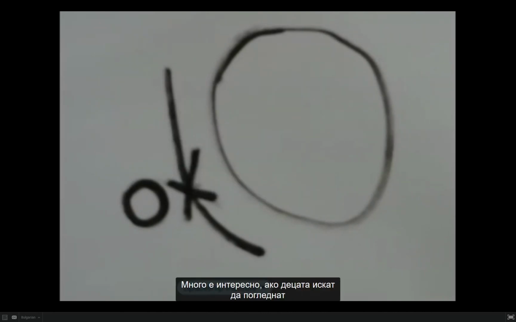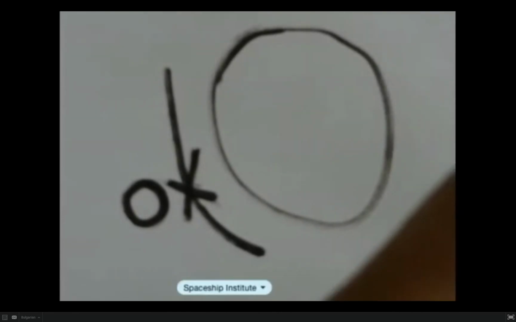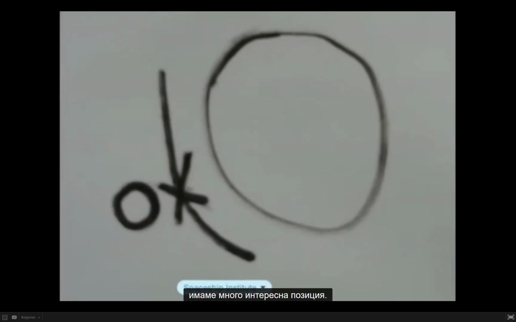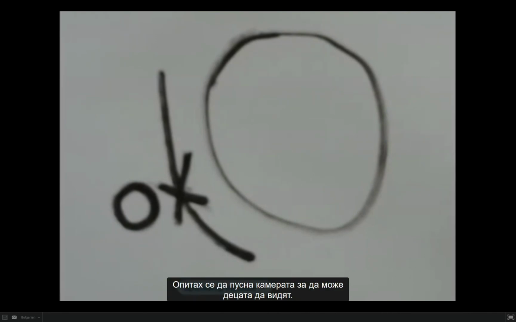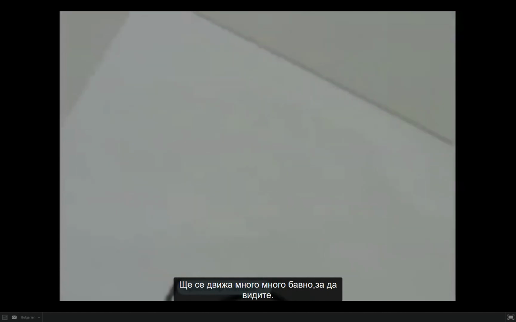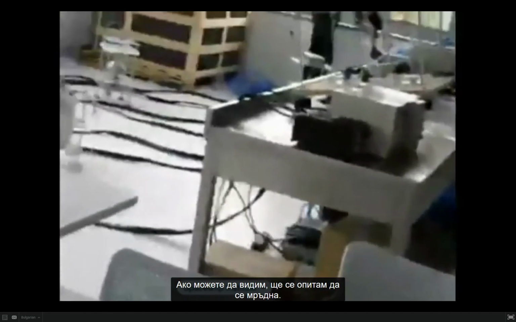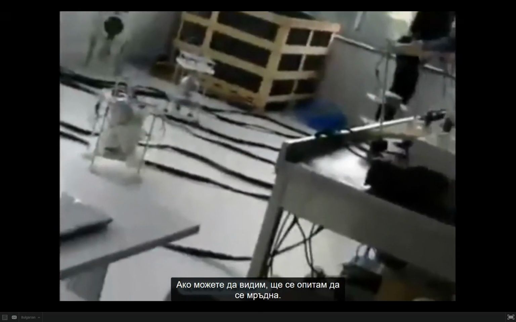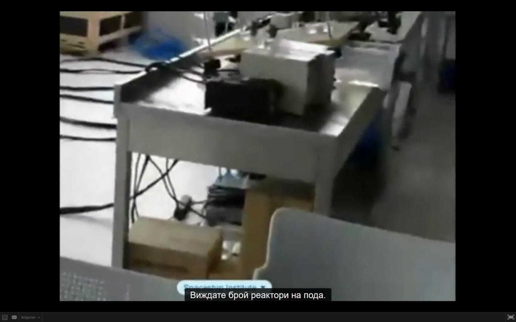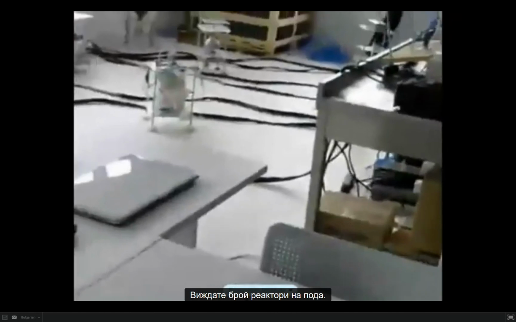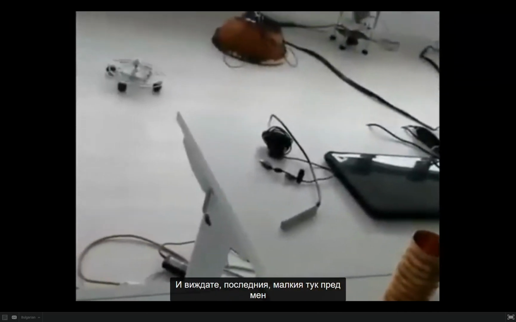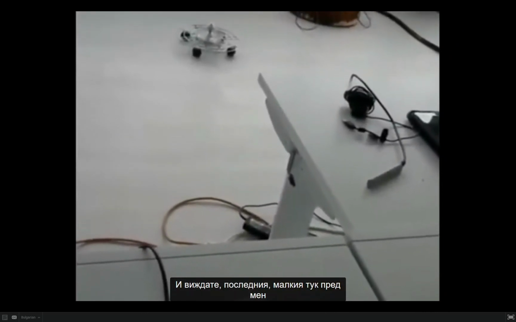It's very interesting. If the children want to look, we have a very interesting position here. I try to put the camera on for the children to see. I'm going to move very, very slowly so that you can see it. You see a number of reactors on the floor, and you see the latest small one here in front of me.